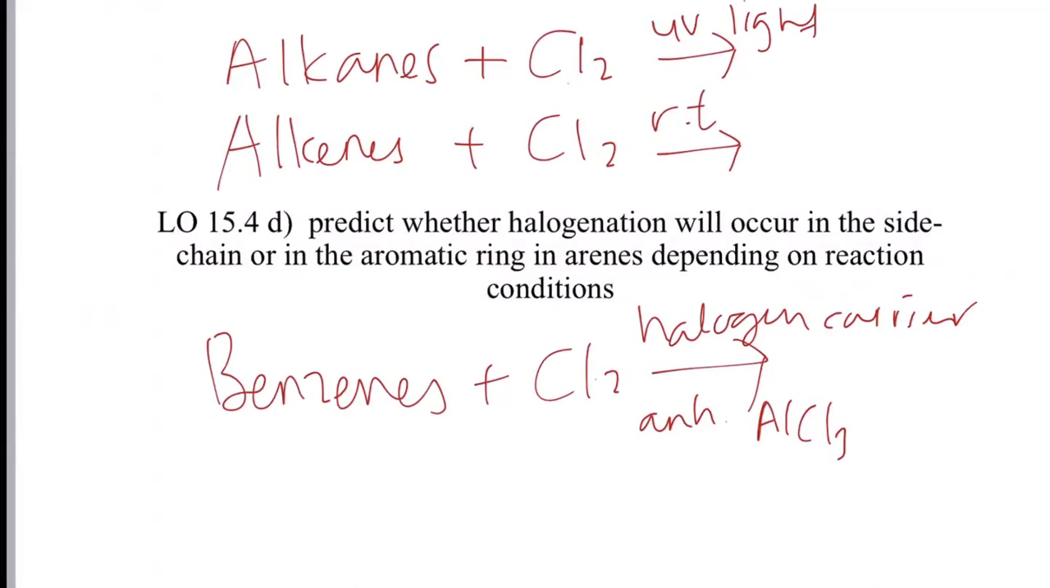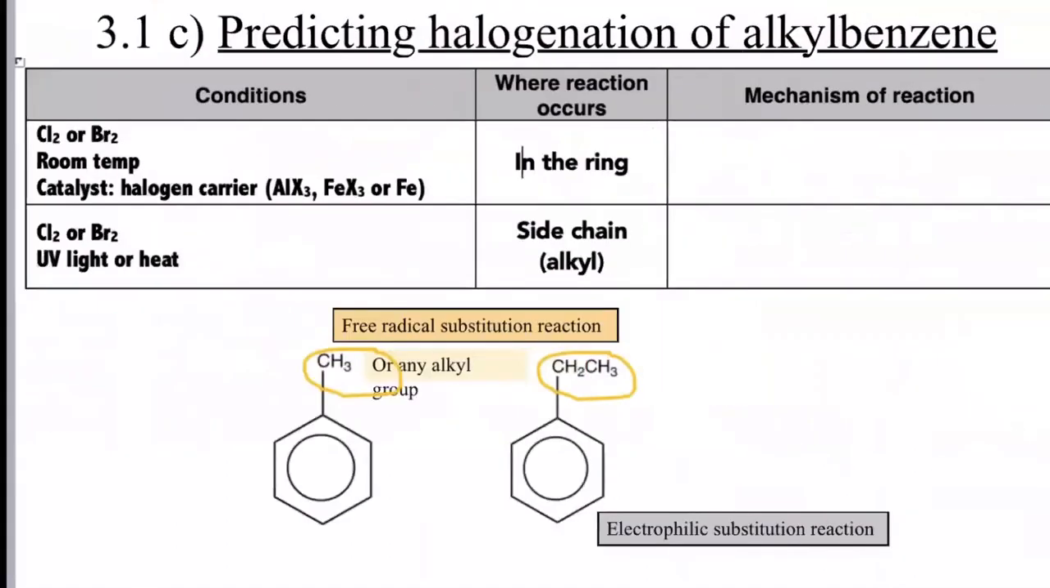So you really have to read the question. What condition is being used here? So why do I talk about alkanes, alkenes, and benzenes? This is because, in a benzene like this one, a methyl benzene, there are two functional groups. One is the benzene functional group, or the arene, and the second functional group is an alkane. So that's why it is important for you to look at the conditions.